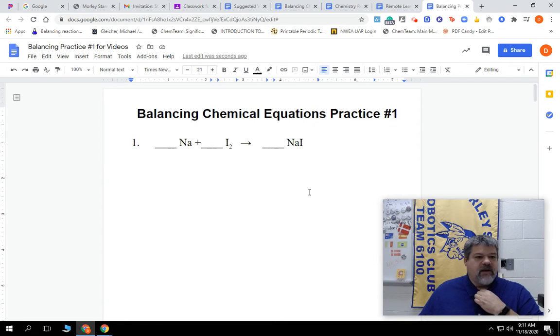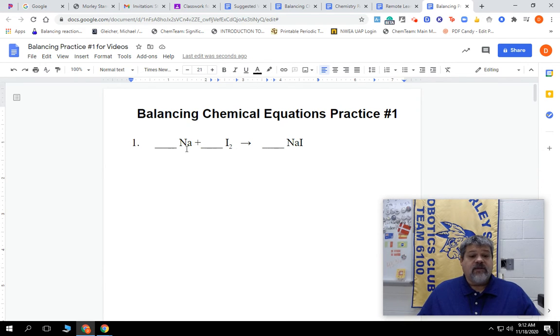Hi guys, today we're going to go over balancing chemical equations. So here's our first equation that's in our practice number 1. We have sodium. We're going to add the sodium iodine, and that's going to end up being sodium iodide. You should know these names. This is a type 1, so it shouldn't be that bad.